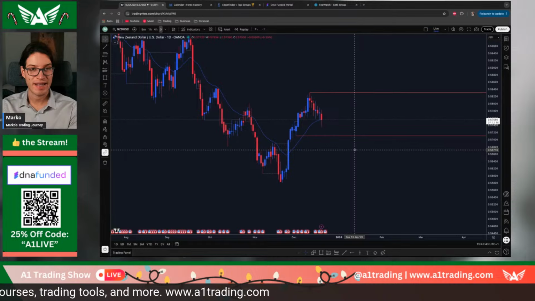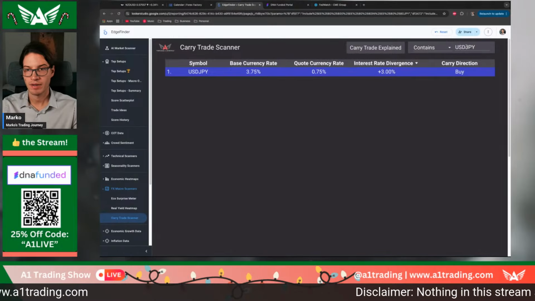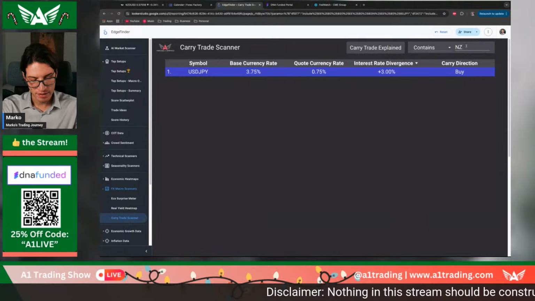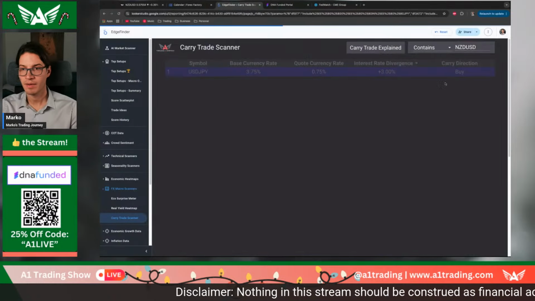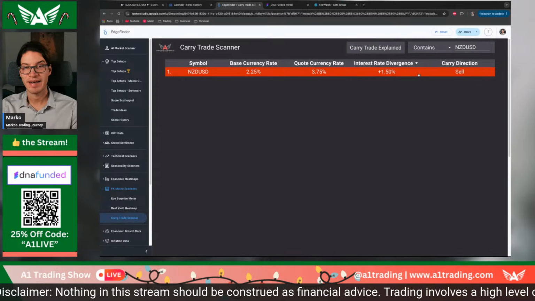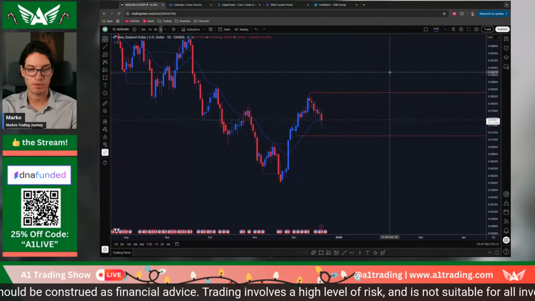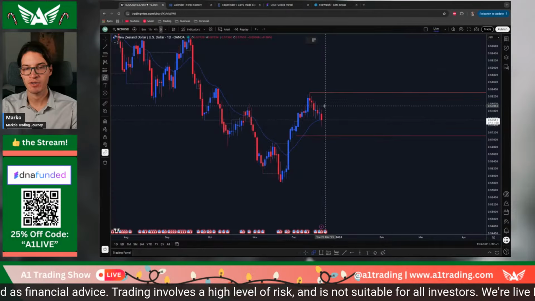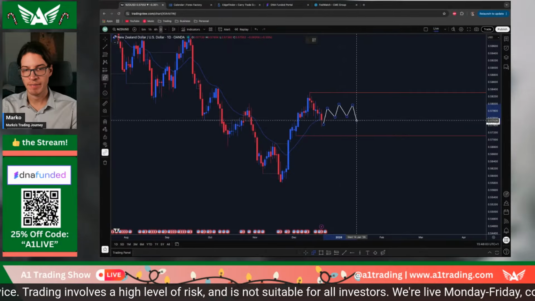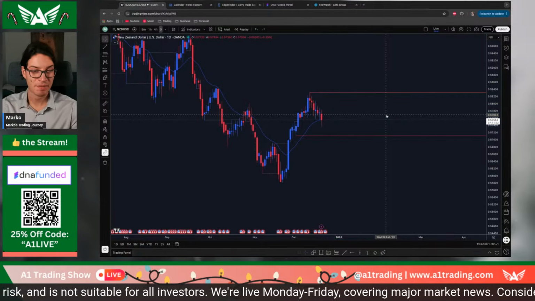This position is negative swaps. So if you go to the carry trade scanner and you type in NZD/USD, you can see that if you're buying, you're going to be paying negative swaps, which means I'm going to pay for 2 weeks of negative swaps, while the market may not do anything. The market may just stay flat. That's a bit of a problem. So that's what's keeping me out.